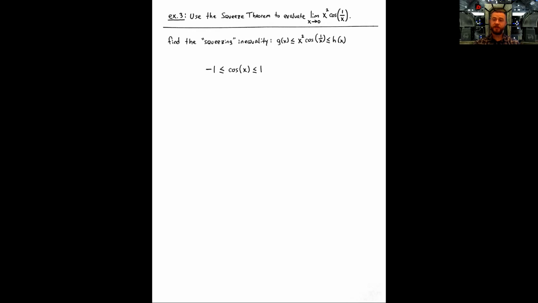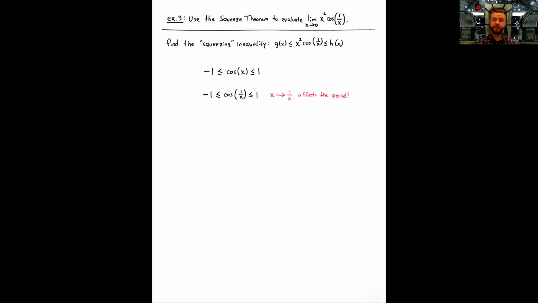All right, so what we can do is make a replacement, x with 1 over x. That's affecting the inside of the cosine function. Changing something inside affects the period, a horizontal stretching or compressing. It doesn't change the amplitude. So cosine of 1 over x is still between -1 and 1.